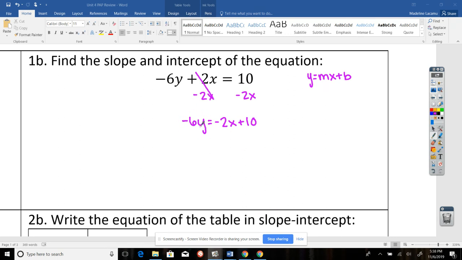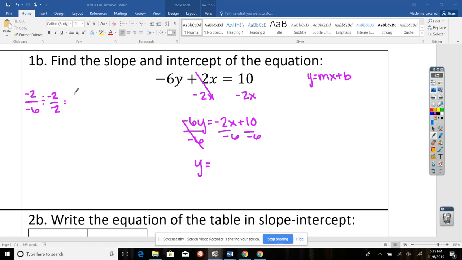Now y still isn't by itself because we have this negative 6 out front. So I'm going to divide by negative 6 everywhere, which would give me y equals, now we have negative 2 divided by negative 6. So let's go ahead and put that over here. Now to simplify it, both of these can be divided by a negative 2. So divide by negative 2, divide by negative 2.